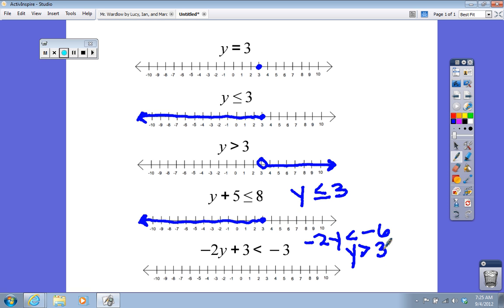So now I have y is greater than 3, just like this inequality up here. So I do an open dot, and remember y cannot equal 3, but it could be any number greater than 3. And I finish graphing this inequality. So remember, this is the most important rule of graphing inequalities. If you have a negative value and you're going to multiply or divide, you have to flip the sign.